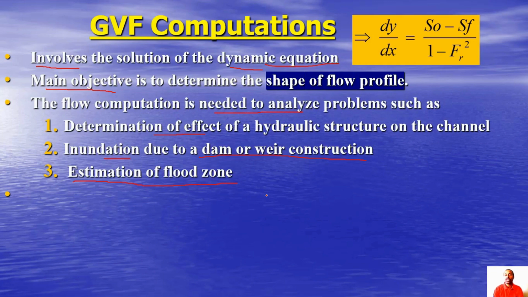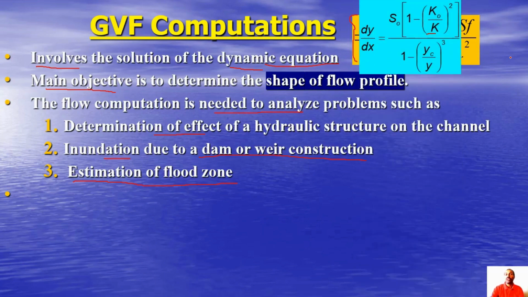Next, this is the general equation of GVF, which is the dynamic equation: dy/dx is equal to (S0 minus Sf) divided by (1 minus Froude number squared). We saw in part 1 how we derive this equation from total head at two sections. We have the potential head and kinetic head, then the loss between the two, and then we derive this equation. Here S0 is the bed slope of the channel, and Sf is the slope of the energy line.